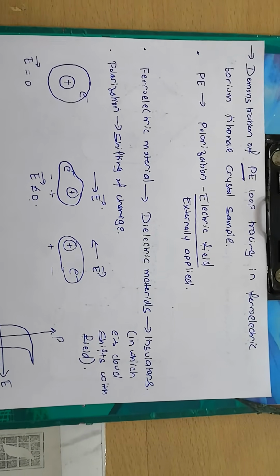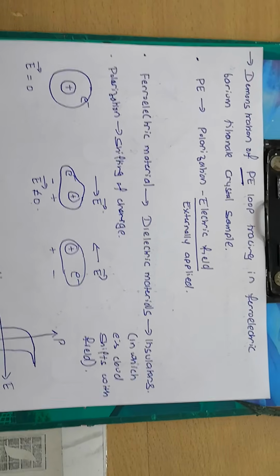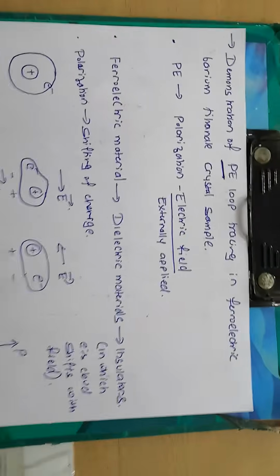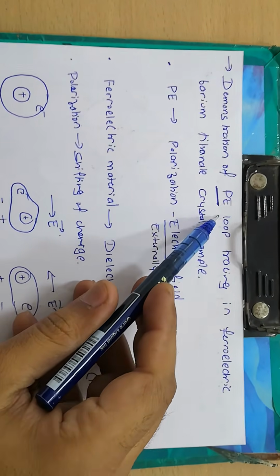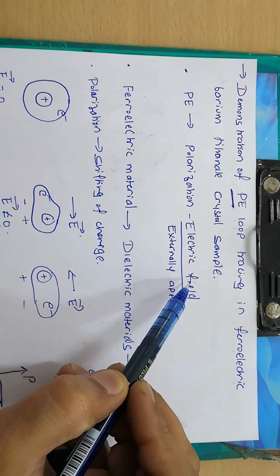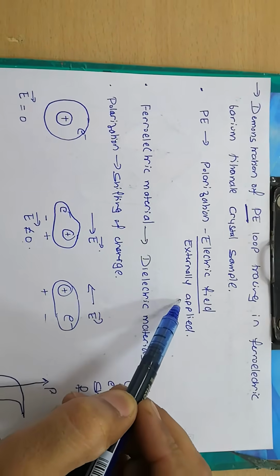Today I am going to demonstrate PE loop tracing in a ferroelectric barium titanate crystal sample. So in the term PE loop, P represents the polarization and E represents the electric field which is externally applied.